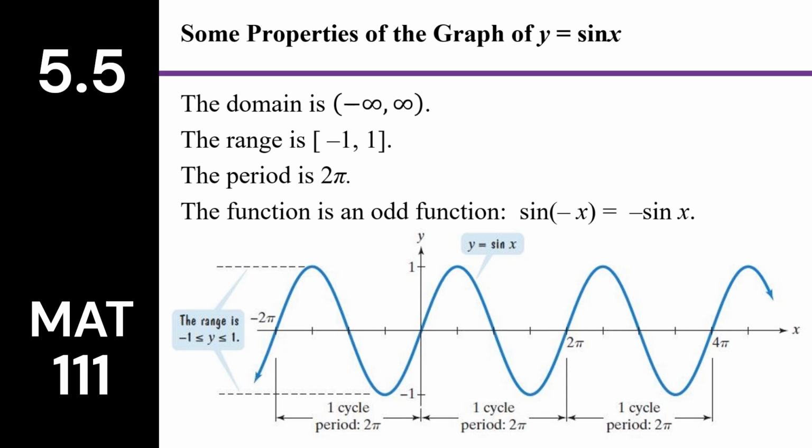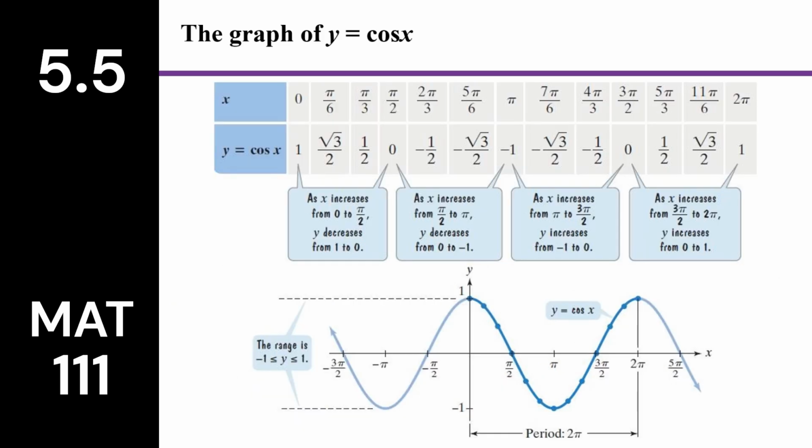The period is 2 pi, shown here in yellow, and that period continues to cycle over and over again, so we could take it to the right, and we can take it to the left. This function is an odd function, which means the sine of a negative angle equals the negative of the sine of that same angle. When we graph the cosine, we'll use a similar approach.